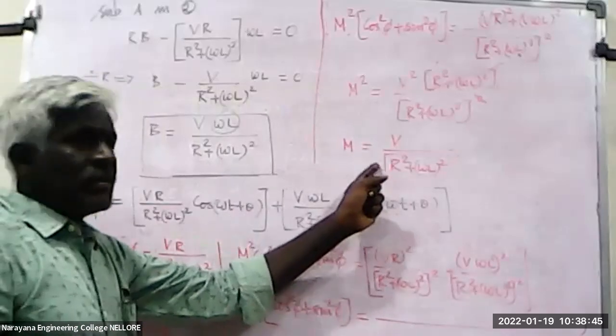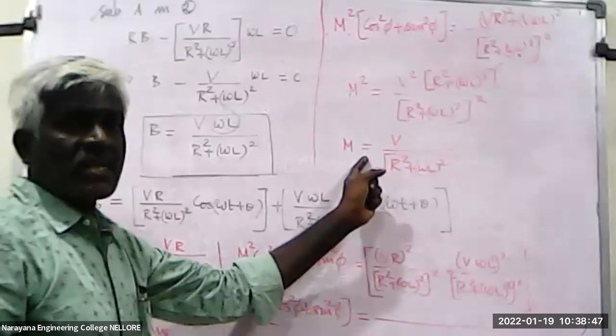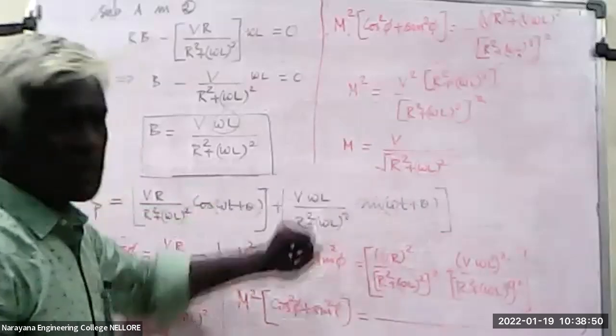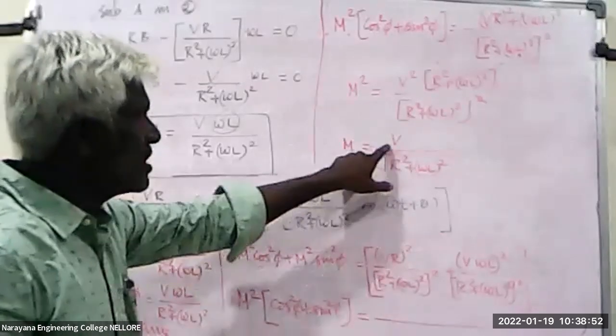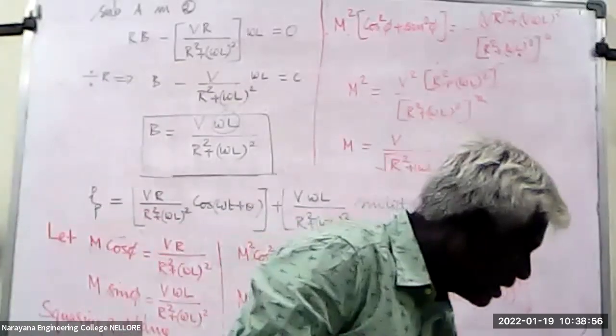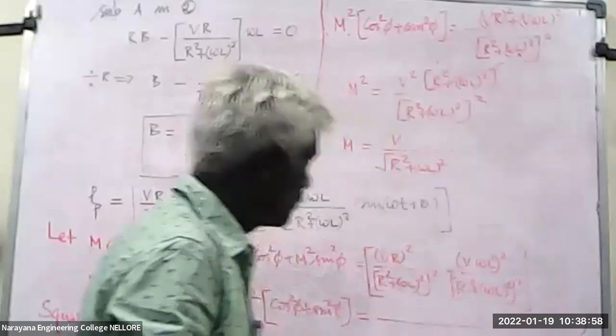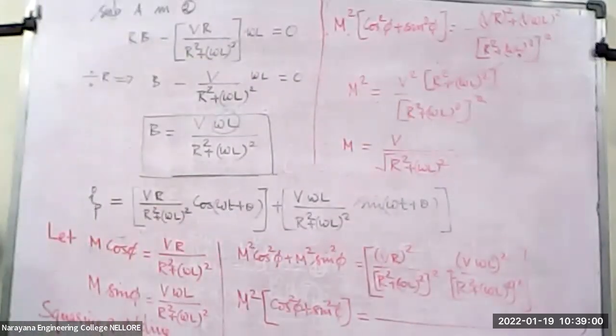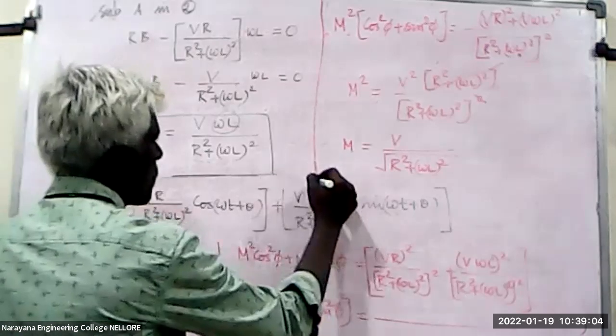So what is this one? This is the magnitude of the steady state part. M means magnitude. Okay, magnitude of the steady state part we have got. And is that clear? Yes, up to this.